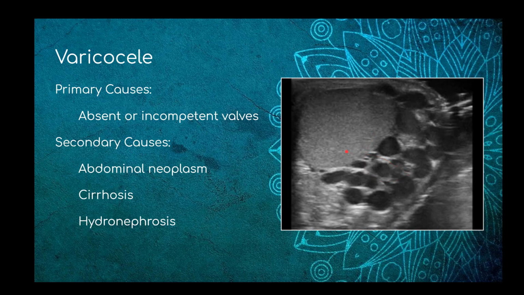Secondary causes then, as mentioned before, some sort of abdominal neoplasm, cirrhosis, or hydronephrosis can cause extra abdominal pressure, causing the blood to fall back into the testicles. When we see them on ultrasound in the transverse view, they're going to look like a bunch of little dilated veins. If we put color on this, some of them would light up, some of them might not because they are thrombosed, which is not uncommon. But the big part to diagnosing a varicocele is that they measure over 2 millimeters.